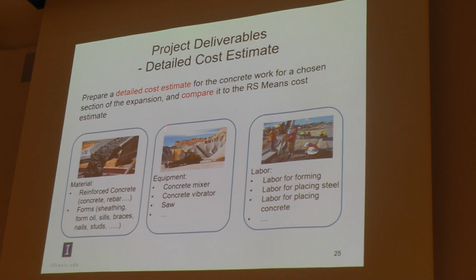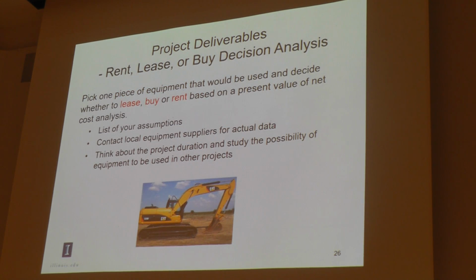And so after the detailed cost estimate for the turnout, we will get a price, and we will compare the price you get for the detailed cost estimation to the cost you get from the project cost estimation using RSMeans. The next task after the detailed cost estimation is the run span analysis. For a piece of equipment you'll be using, let's assume you're going to use a backhoe, you will do analysis on should I lease it, should I buy it, or should I just rent it from the rental company?